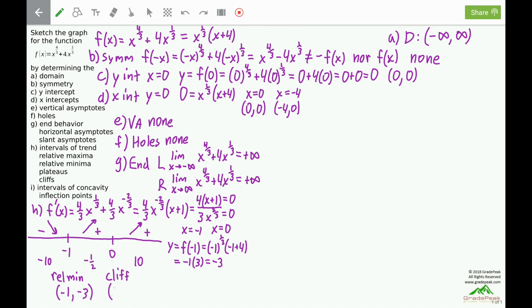It has an x-coordinate of 0. It has a corresponding y-coordinate that can be found by plugging the x-coordinate back into the original function. So y equals f of 0. Again, plugging into the factored version, 0 to the 1/3 power times 0 plus 4. 0 raised to any non-zero positive power is 0. 0 plus 4 is 4. 0 times 4 is 0. We have a corresponding y-coordinate of 0.